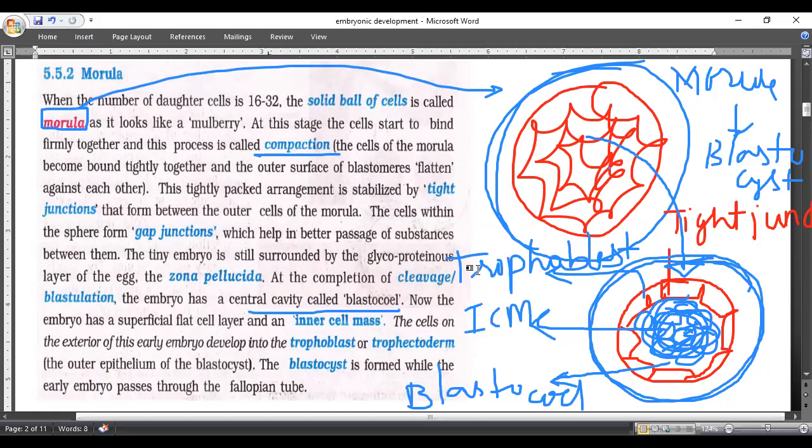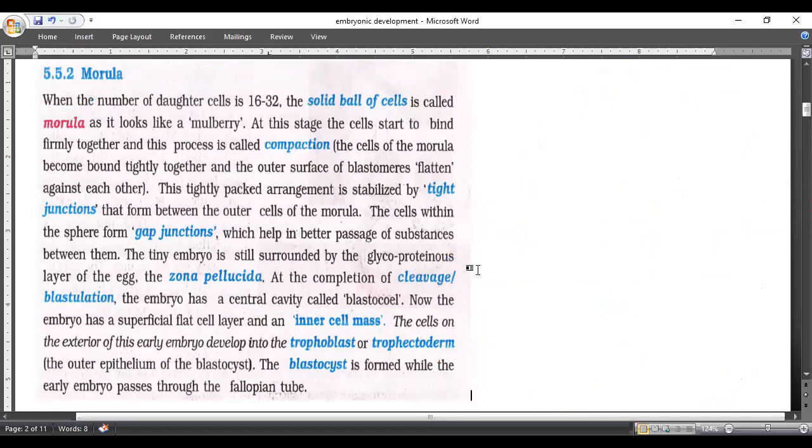At the completion of cleavage, the blastulation, the embryo has a central cavity, and we call it the blastocyst. Now the embryo has a superficial flat cell layer and inner cell mass. The superficial flat cell layer we call trophoblast, and the inner is said to be formative cells or inner cell mass. Whatever is shown with red color is trophoblast and inner cell mass. We'll take one more fresh diagram to understand much better.